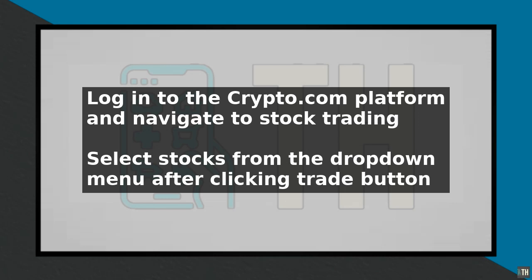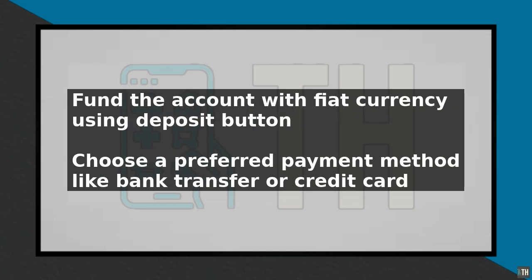After your account is funded, you can start searching for the stock you want to buy. Use the search bar to find the stock by its ticker symbol or company name. Once you have found the stock, click on it to view its details page.